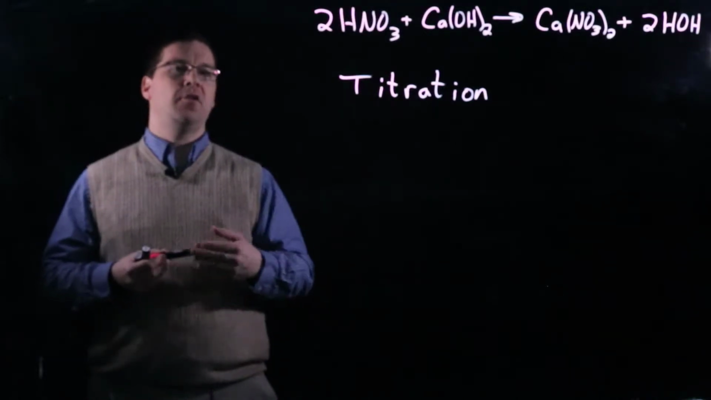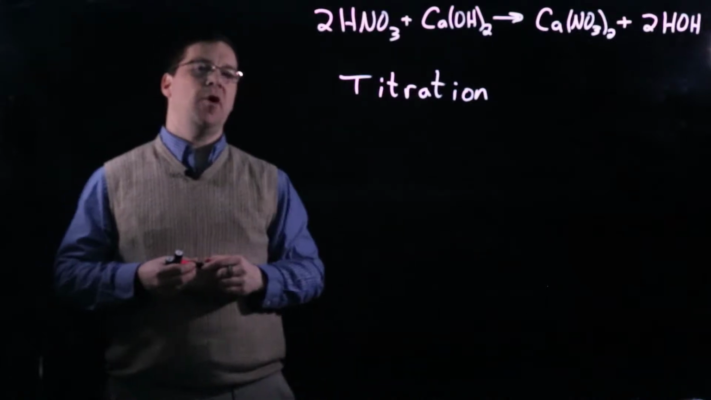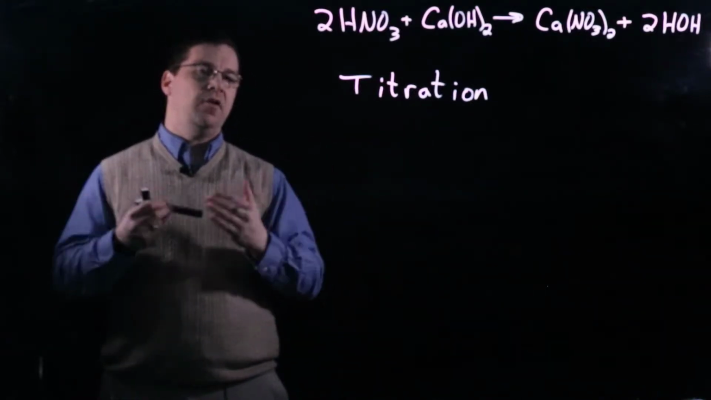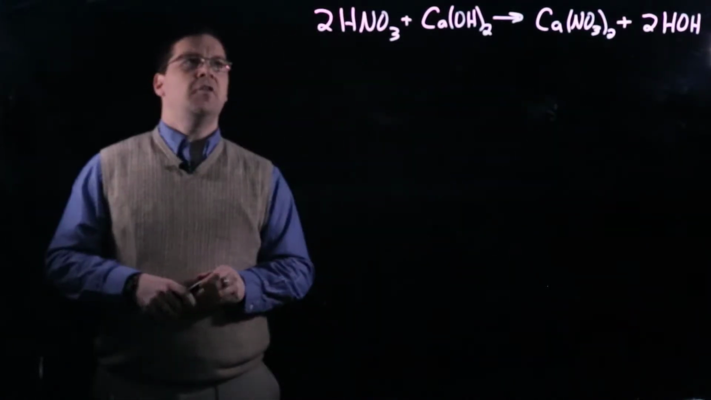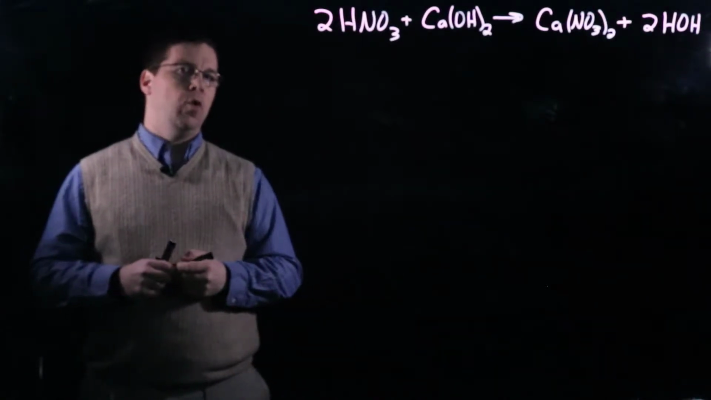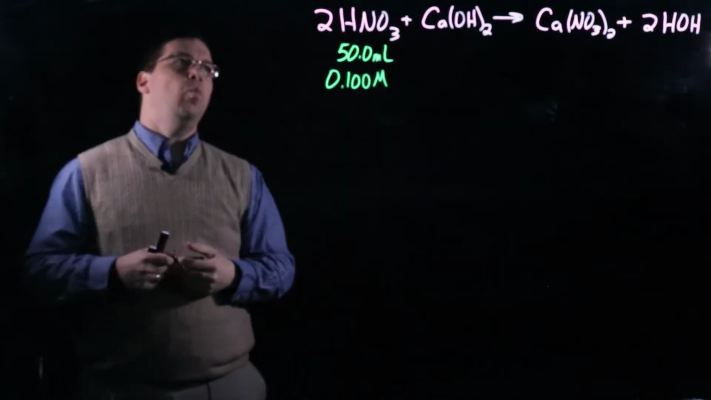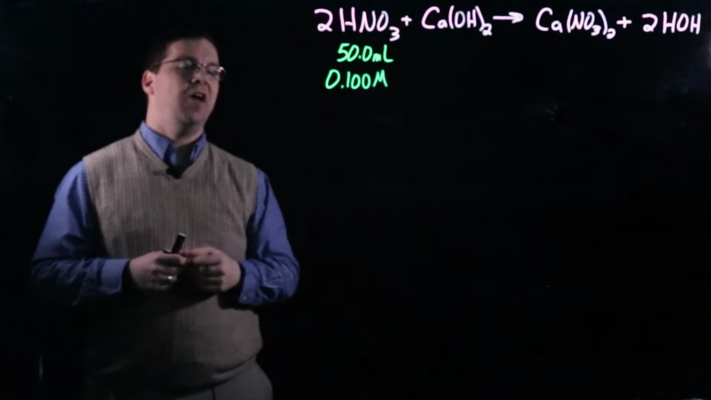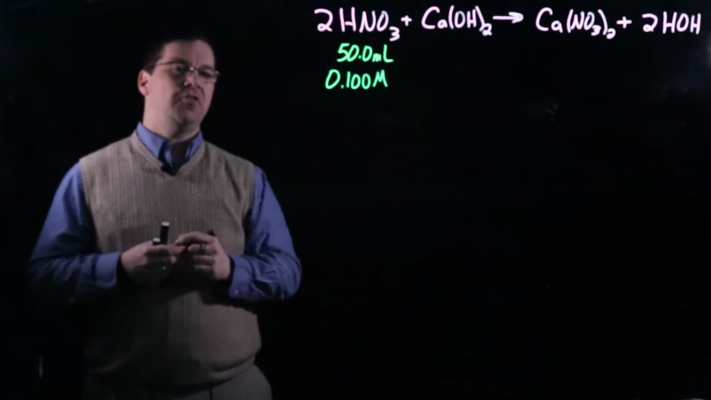given a certain amount of our acid, nitric acid, determine just how much of the calcium hydroxide base we would need in order for the acid and base to neutralize each other completely. So let's start out by assuming that we have 50 milliliters of a 0.1 molar nitric acid solution. And what we want to do, as I said, is to figure out just how much calcium hydroxide would be necessary in order to completely neutralize that nitric acid solution.